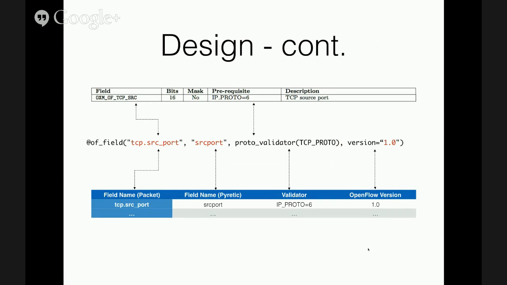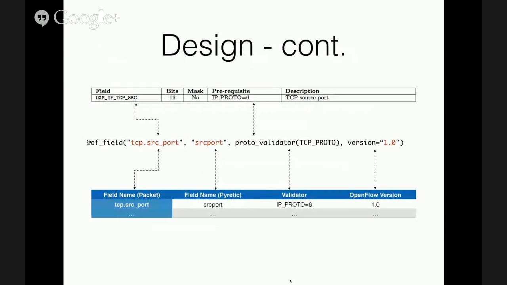So for example, here we are defining a new field, a TCP source port, and the prerequisite of the field is that the packet should be a TCP packet. So we are using a protocol validator and the TCP protocol that is passed to the protocol validator to specify the relation.